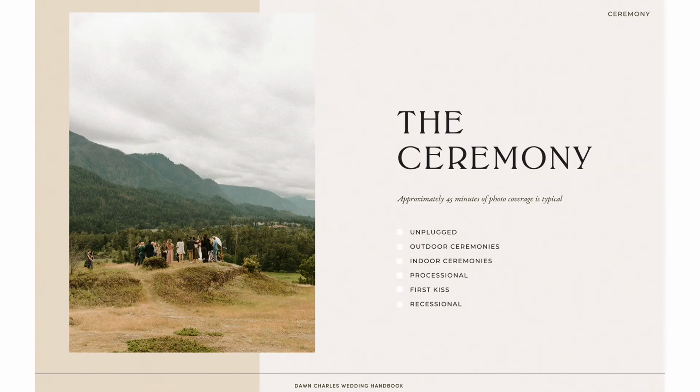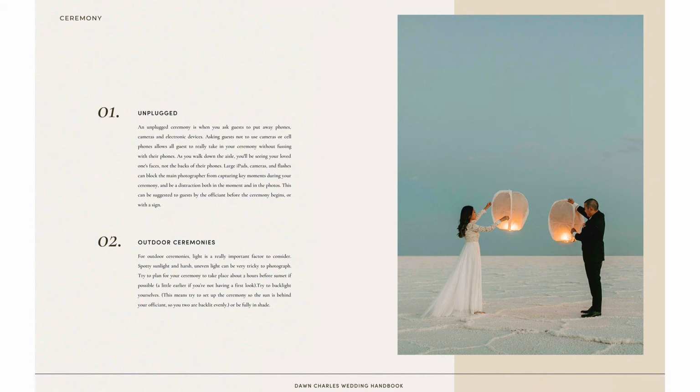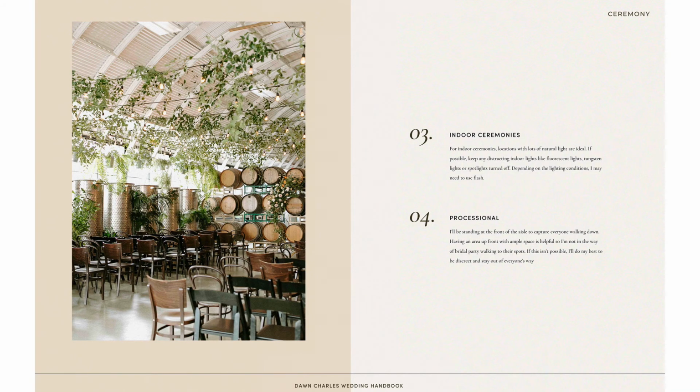Moving on to the ceremony, we'll cover unplugged ceremonies, outdoor and indoor ceremonies, processional, first kiss, and recessional. I talk about unplugged ceremonies and why it's helpful and meaningful to have devices be put away. I explain timing and lighting with outdoor ceremonies and how the time of day and direction they face is crucial for a well-lit ceremony.